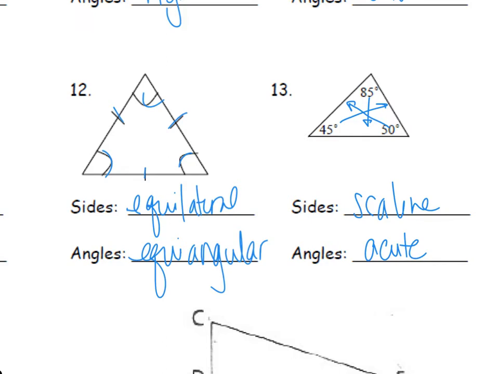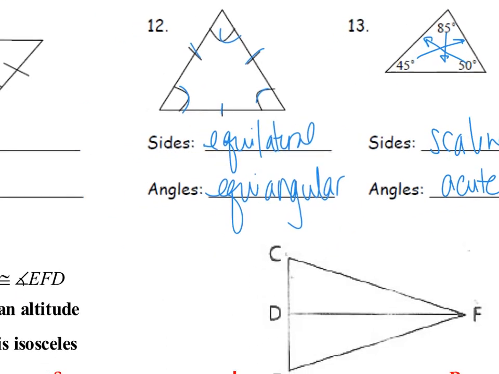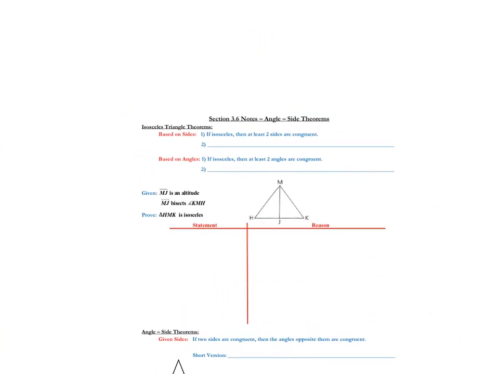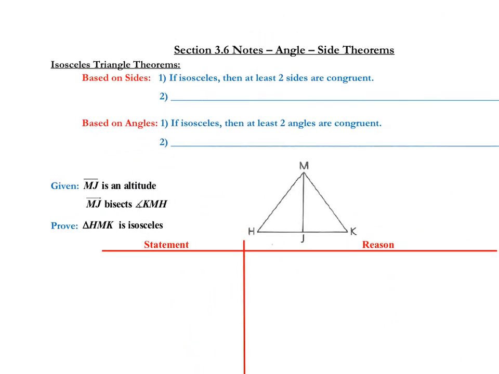If all the angles are different, that means all the sides are going to be different. And then we are actually going to save this proof for class. So I'm going to do this proof together. Okay, and that sums up our types of triangles lesson. So let's go ahead and go to the next one, which is the angle side theorems.